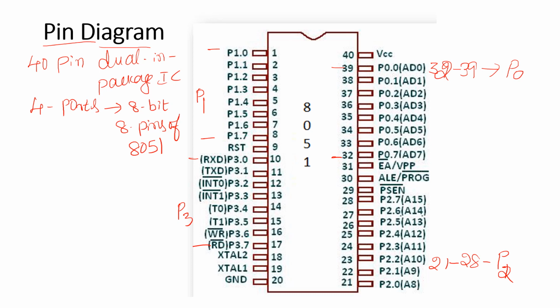addressable for input-output operations. We have a reset pin at the 9th pin of the microcontroller, and we have external crystal pins at the 18th and 19th pins of 8051. The ground connection is provided at pin number 20, and the power supply VCC of 5 volts is provided at pin number 40. For control operations of the external memory, we have the EA bar pin connected at pin number 31, ALE and program bar at 30, and PSEN bar at 29.